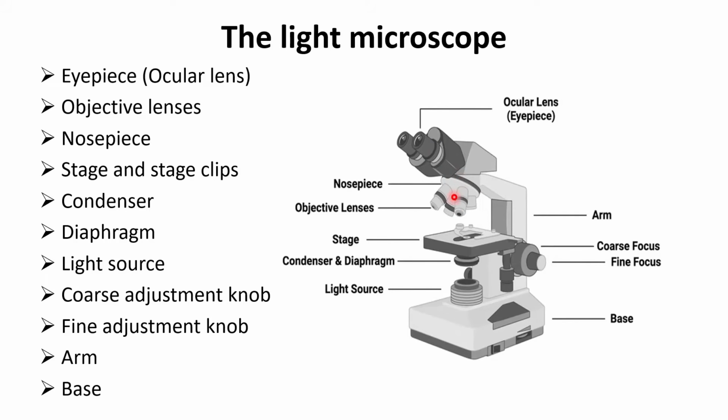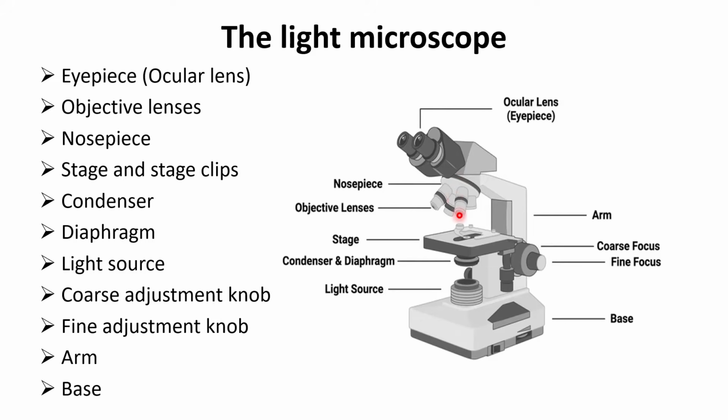Then you have the objective lenses. They provide magnification at various levels: times 4, times 10, times 40, times 100. So those are the various magnifications, according to how large you want the magnification to be.